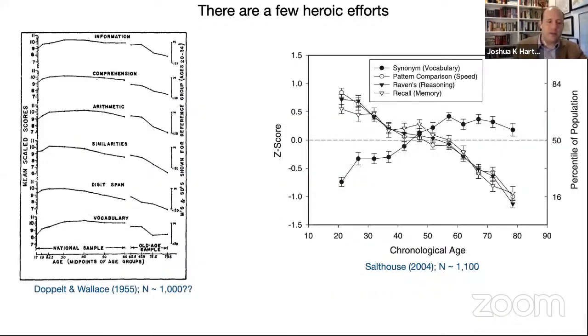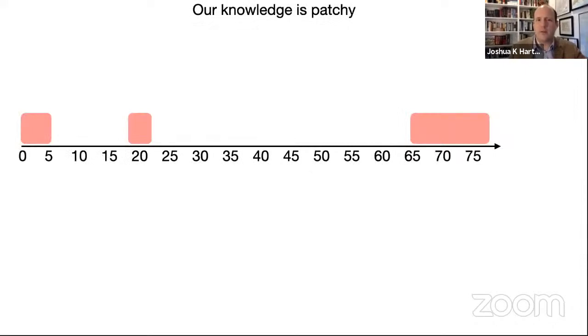Now, there have been a few heroic efforts over the years that looked at much wider age ranges, but for a relatively small number of tasks, and usually with really not that many subjects per cell, and so statistical comparison gets tricky. So again, what we've known about development across the lifespan has really been about kids up to the age of 5, college students, and retirees, and really mostly college students, right? That's the vast majority of all human subject data.